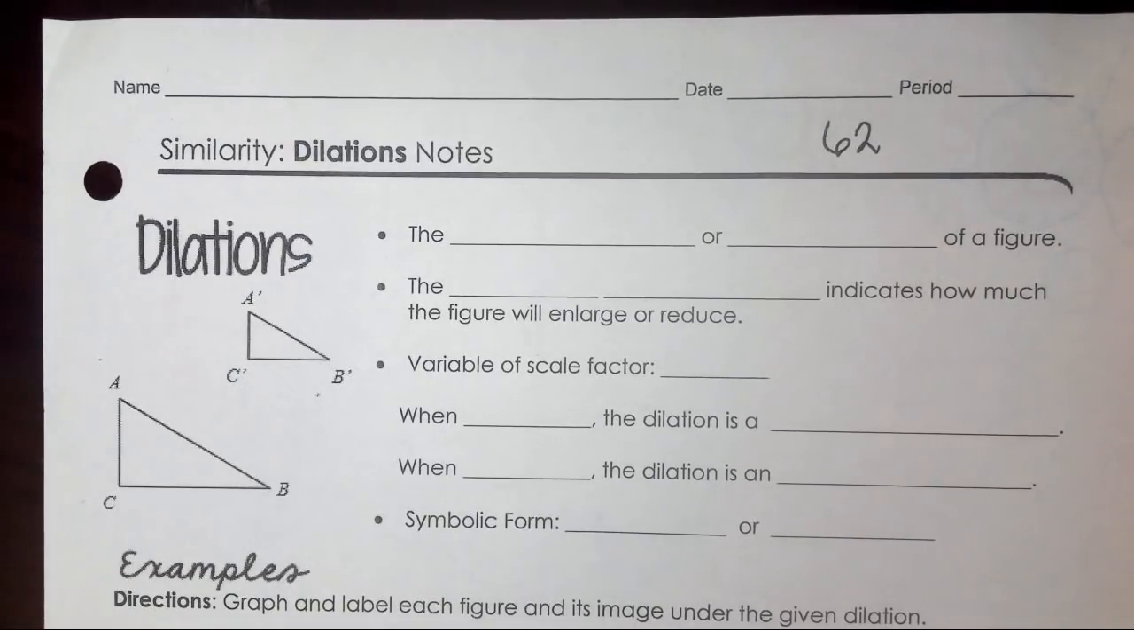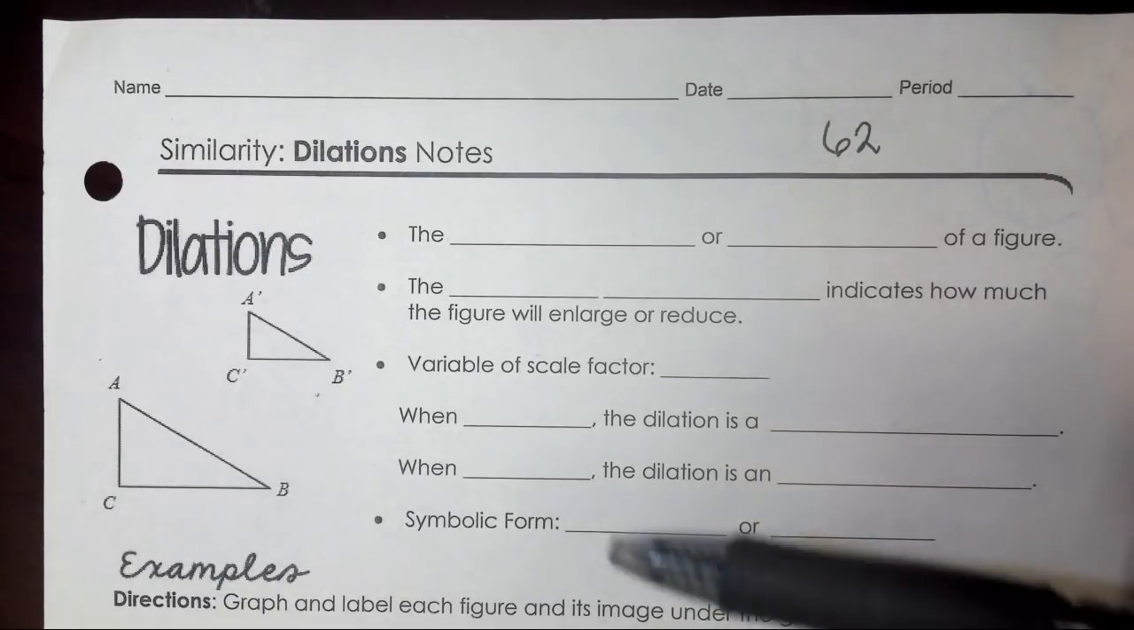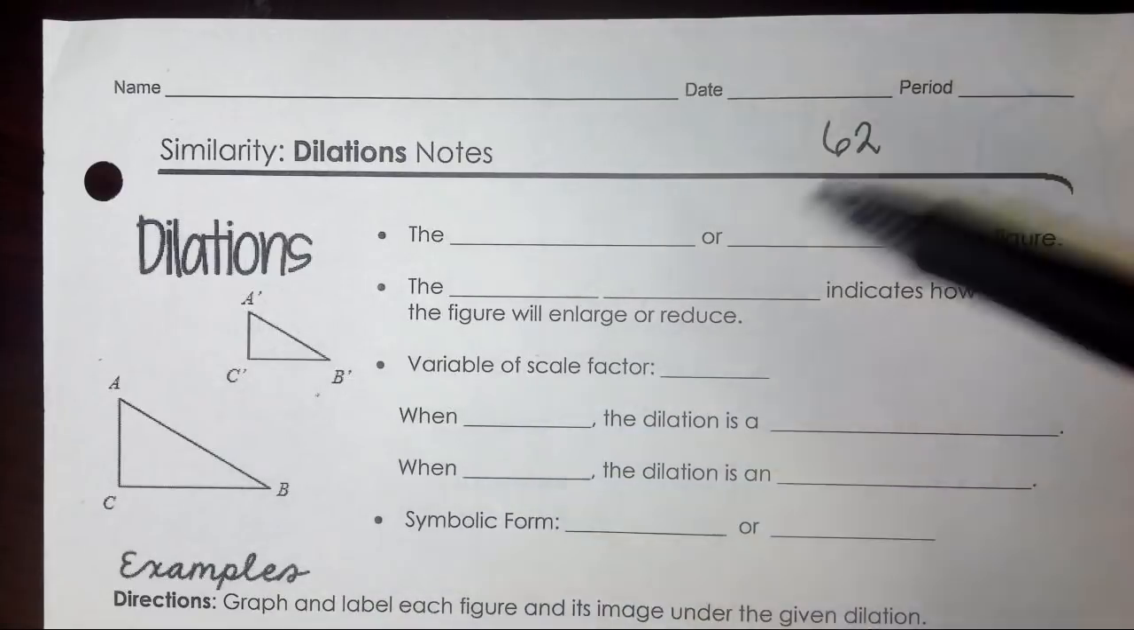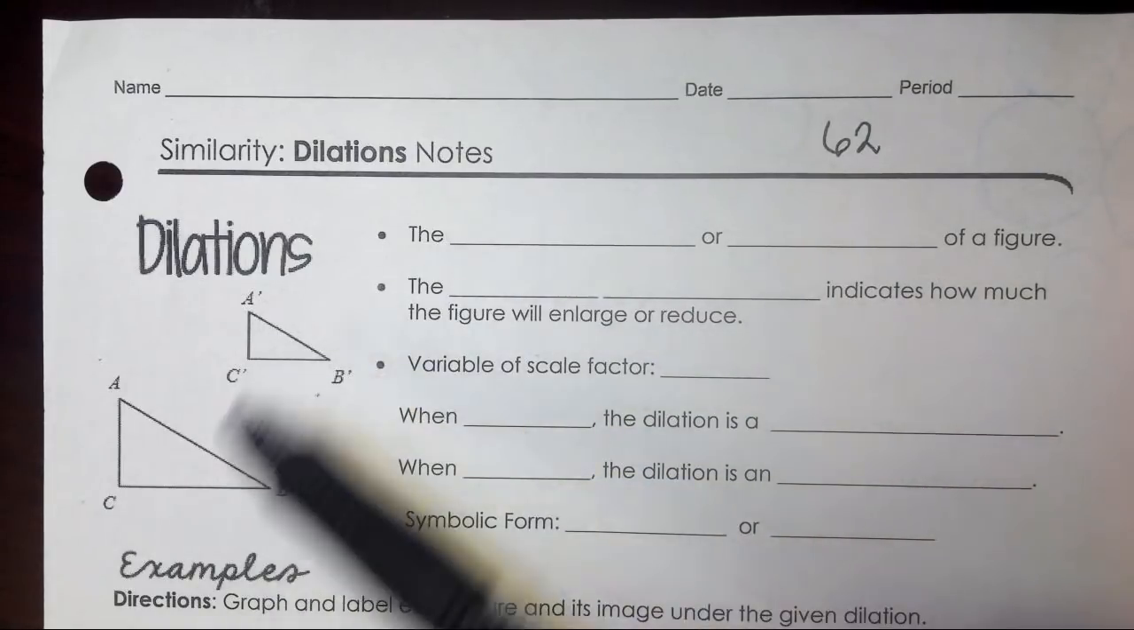A dilation is considered a transformation. It's the only one we didn't learn in the transformation unit. Remember, in the transformation unit, we learned the reflection, the translation, and rotation. It's the only one we didn't talk about because this transformation is different than the other ones. In all the other ones, the shape stayed the same size. In this one, the dilation, your shape shrinks and it enlarges.